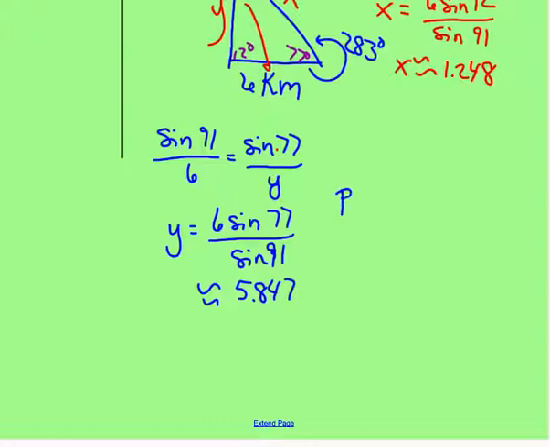So we find the perimeter of our triangle. 6 plus 5.847 plus 1.248 gives us a total trail length of 13.095 kilometers.